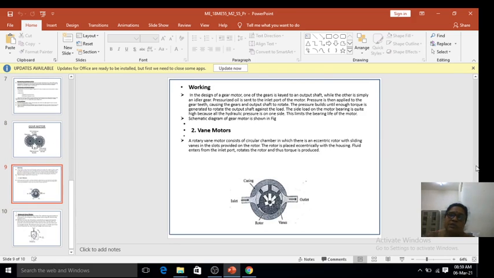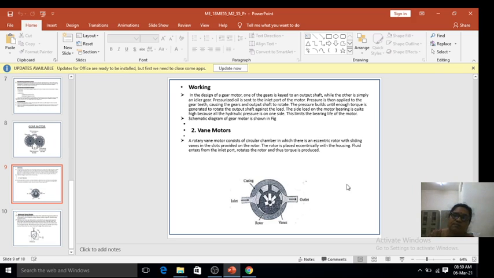When it comes to the working principle of the gear motor, one of the gears is keyed to an output shaft, while the other one is simply an idler. Pressurized oil is sent to the inlet port of the motor, and the pressure is then applied to the gear teeth, causing the gears and output shaft to rotate. The pressure builds until enough torque is generated to rotate the output shaft against the load. The side load on the motor bearing is quite high because of the hydraulic pressure on one side. This limits the bearing life of the motor.